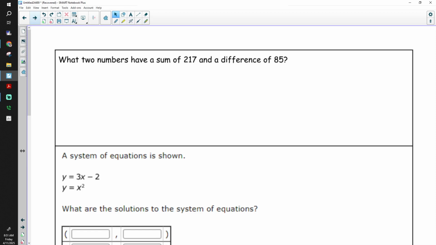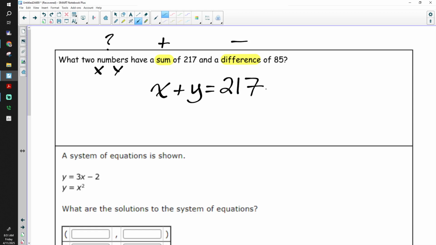Okay, similar problem. What two numbers have a sum of 217 and a difference of 85? Okay, it is important to know your math vocab. Sum means addition. Difference means subtraction. So first we have two numbers. We don't know what they are. We'll call them numbers x and y. So if I take x plus y, it will equal 217. If I take the difference, x minus y, I should get 85. Okay? Two equations is a system, so we can go to Desmos and plug them in.